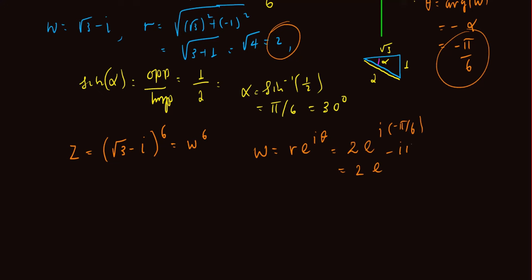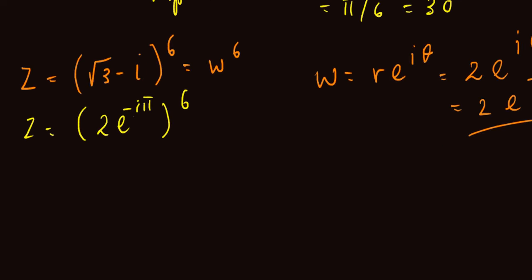Going back to our original equation, z is equal to w to the power of 6, where w is in polar form, 2 e to the power of minus i times pi divided by 6. Then this number is equal to 2 to the power of 6 times e to the power of minus i times pi divided by 6 times 6. So this is 64, and here the 6 by 6 cancel.